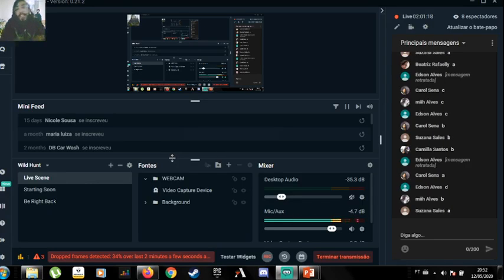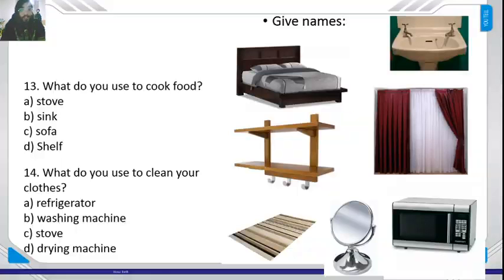Guys, we have three different opinions here. Now, Susanna said it's... But pay attention to the question. The question is, what do you use to cook food? Então a pergunta aqui foi: o que você usa? Qual que é o acessório da casa que você usa para cozinhar a comida, para fazer a comida? Stove, sink, sofa ou shelf? Letter A, students. Stove. Você usa o fogão para fazer a comida. Stove.